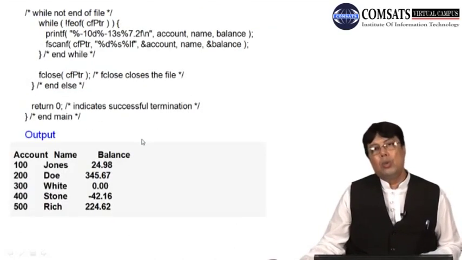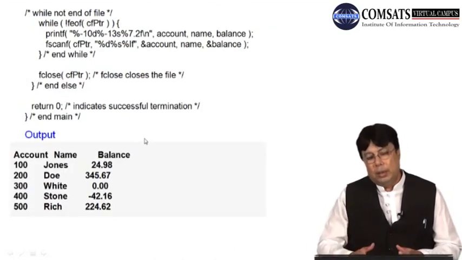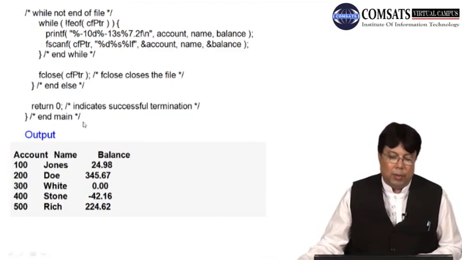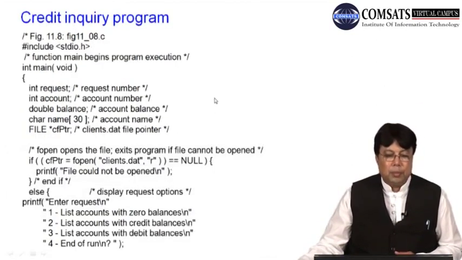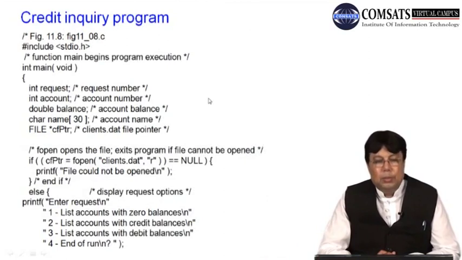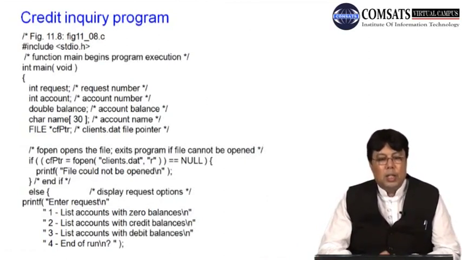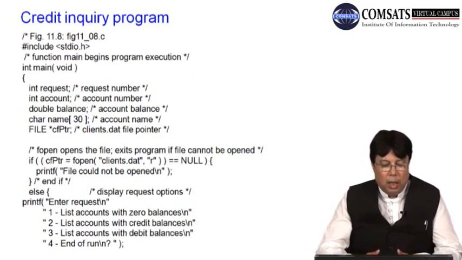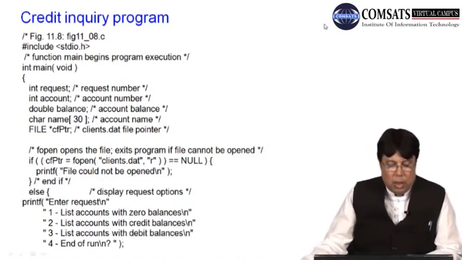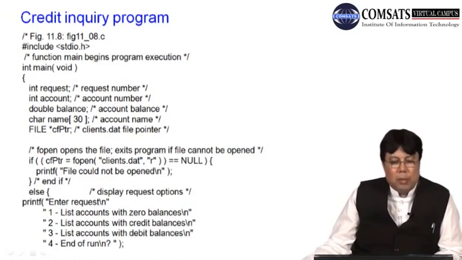So now we have learned how to create a sequential file and how we can read the data back from the file. So in this particular example we will do both tasks simultaneously. What does it mean? We will open up a file for read and write, and then we will carry out different functions. And what are the different functions? We will see, for example, list the accounts. Okay, let me start from the beginning.